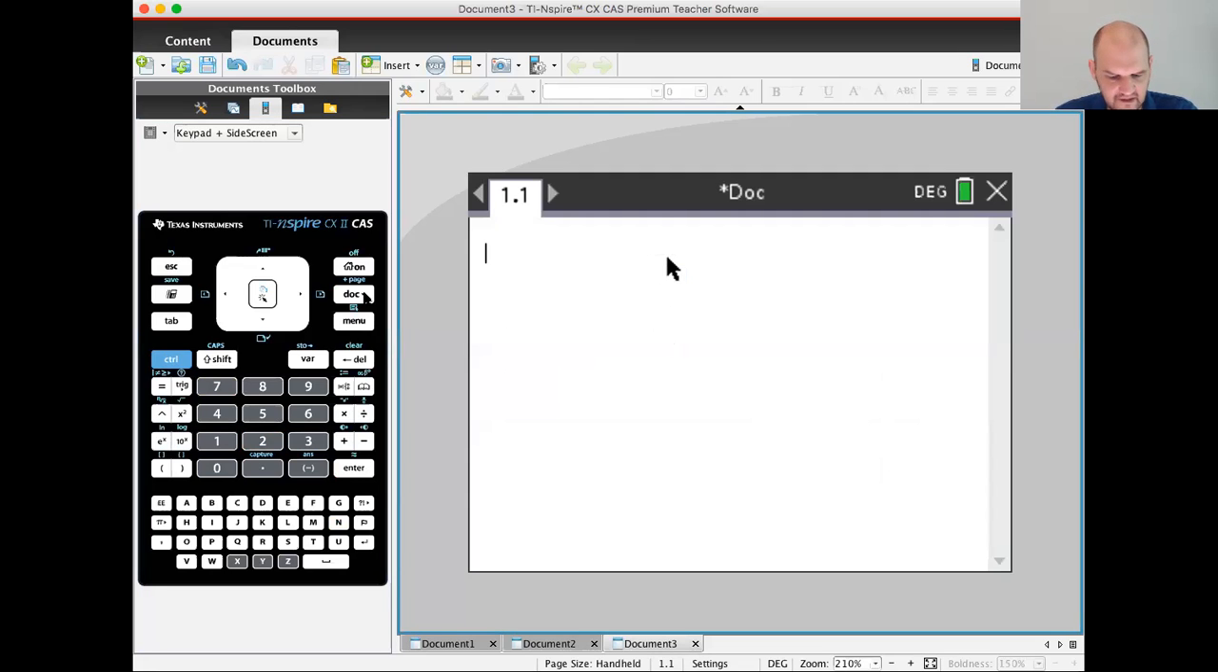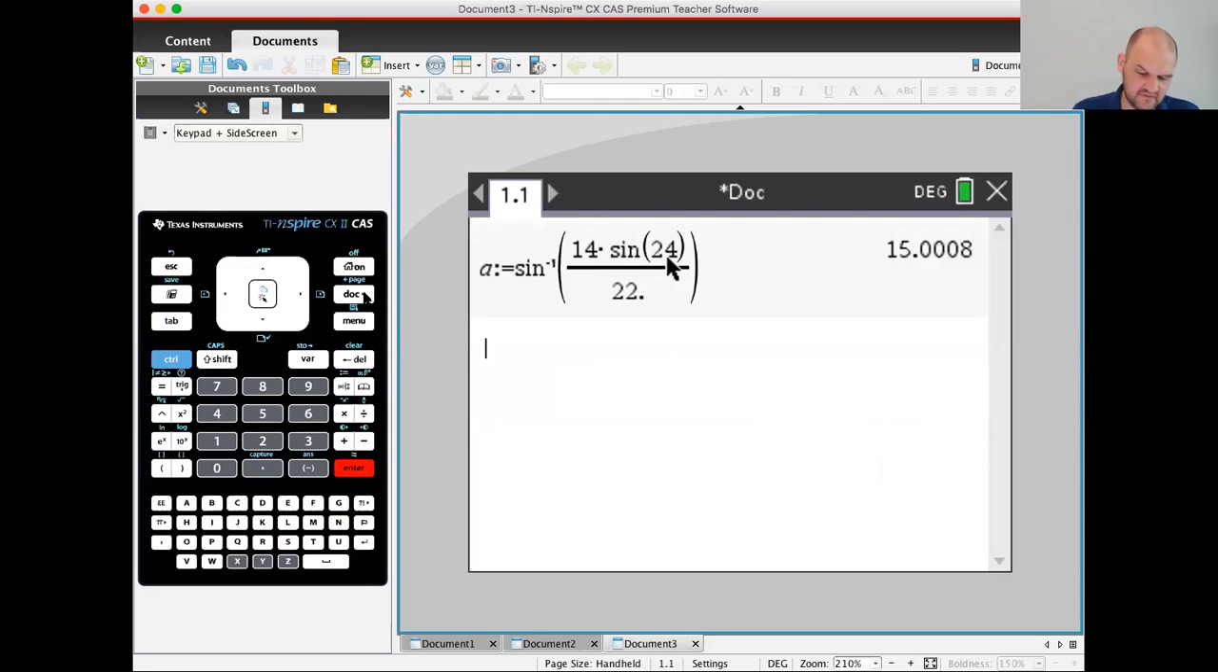So I'm going to say that my angle A, so the calculator is not case sensitive, so I could do capital A, and then I'm going to do arc sine of 14 sine 24 over 22. I'm going to put a decimal so that I get a decimal. So I get 15.001. That's close. 15.001 degrees, 3 decimal places all the time.